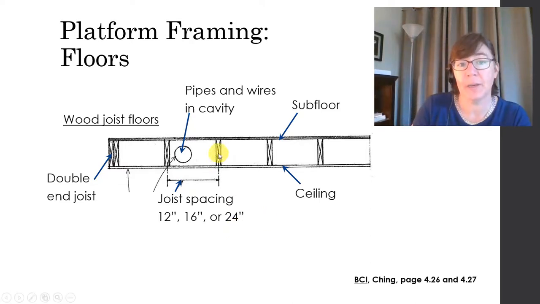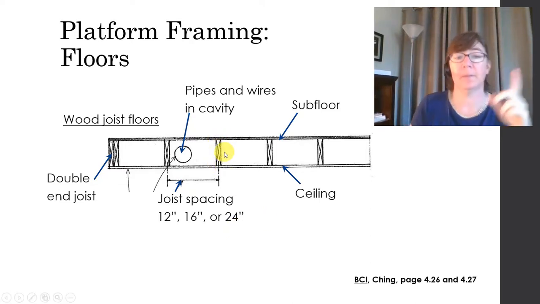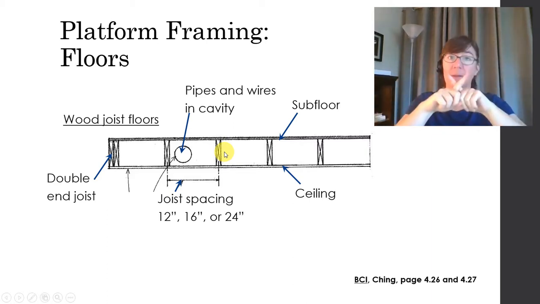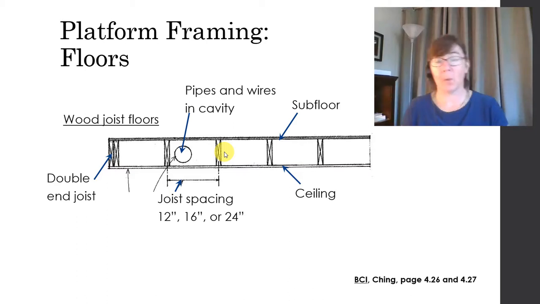And I want to mention, take a look at how we're drawing this. See how it's a rectangle with an X in the middle of it? That is the common way to draw a structural member. So if it's a structural wood member, it's going to have that X in the middle of it. It's an easy way to visually identify those.